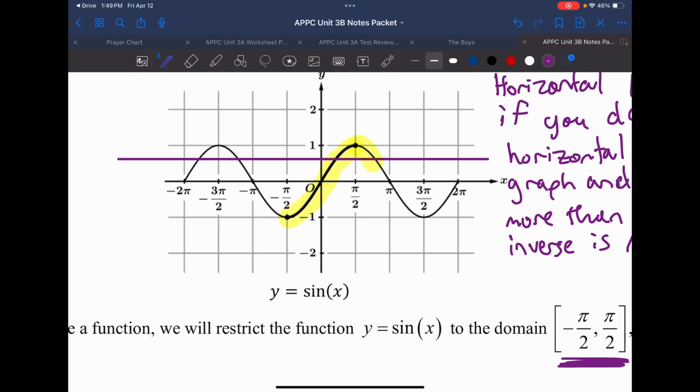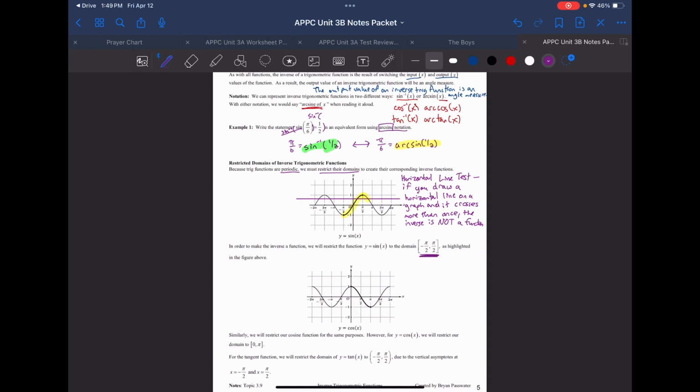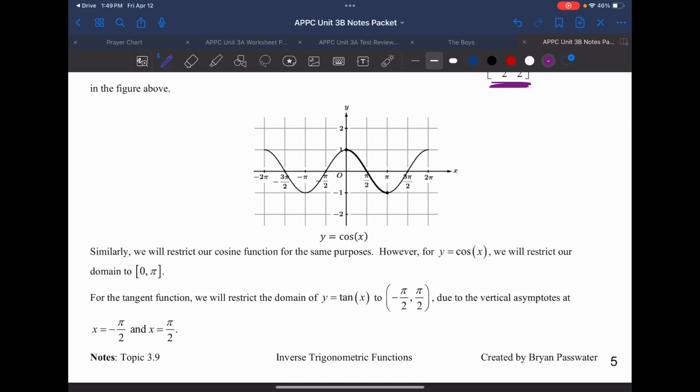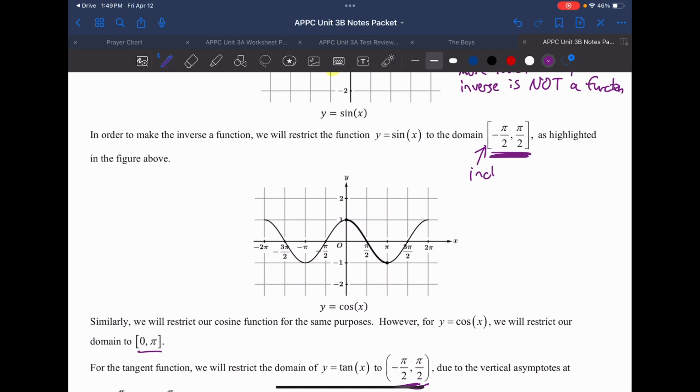So usually with sine, you're going to restrict it from negative pi over 2 to pi. With cosine, they do it from 0 to pi. And for tangent, you restrict it from negative pi over 2 to pi over 2. But notice, these are included. They're in brackets. So, in sine and cosine, they are included.